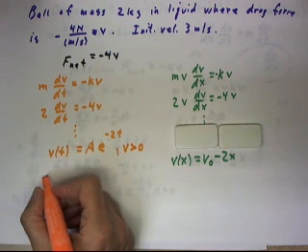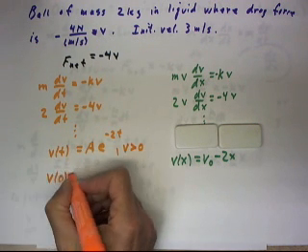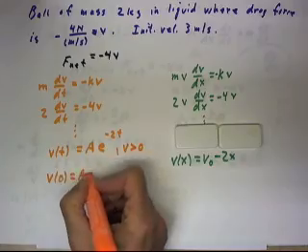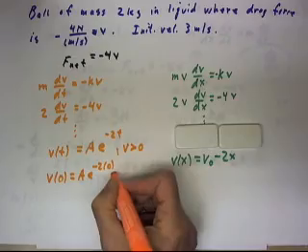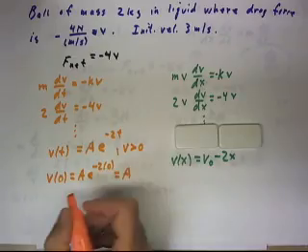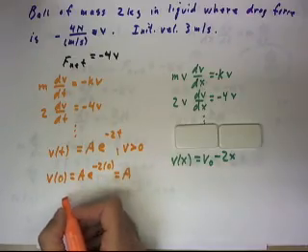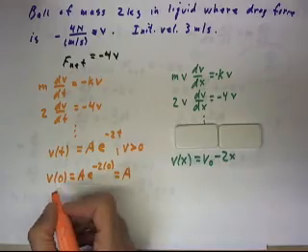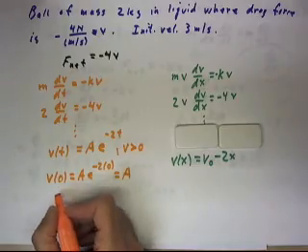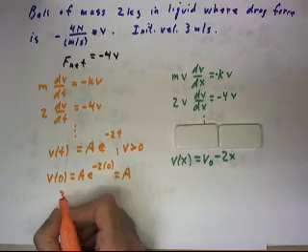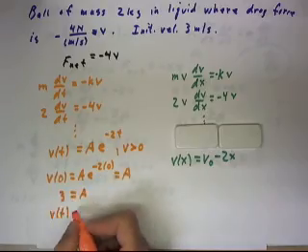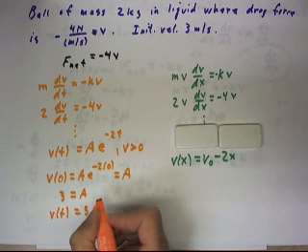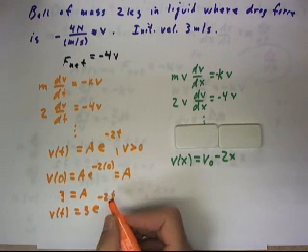Applying the initial condition, this tells us that v of 0 equals a e to the -2 times 0, which is a, and of course v of 0 is assumed to be 3 meters per second, so that 3 equals a, and our velocity function is 3e to the -2t.